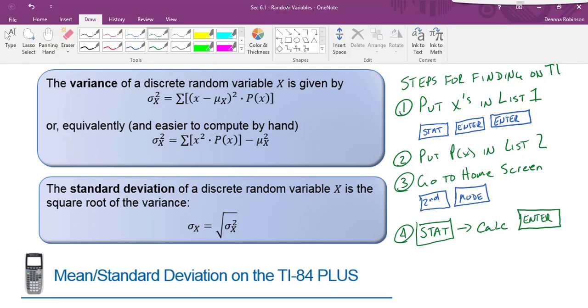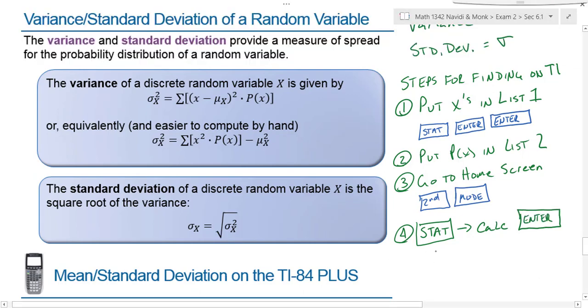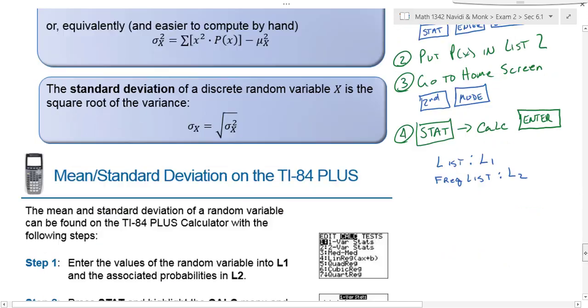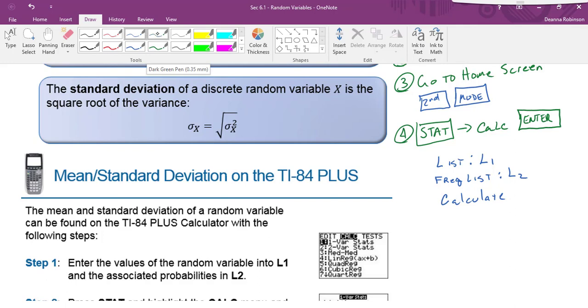Once you do that, it's going to bring up a screen on your calculator that asks you for the list. That has to be list 1. And then it's going to give you an option to fill in the frequency list, and that needs to be list 2 in order for this to work. And then you're going to calculate. And we're going to look at an example of this in just a minute.